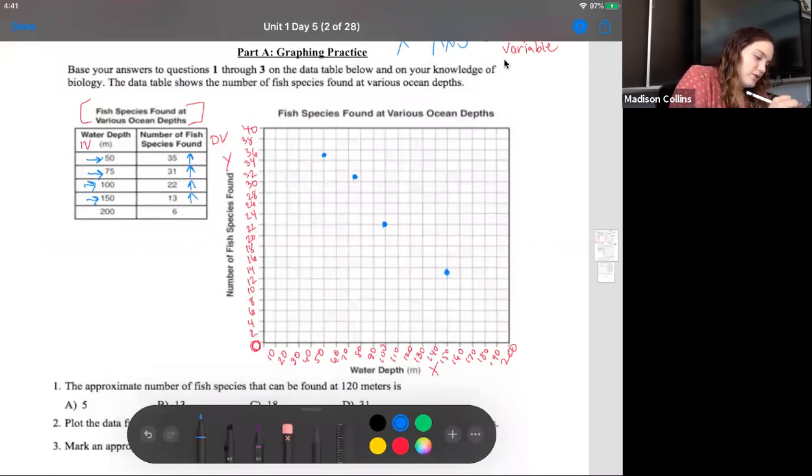And finally, we're gonna go over 200 and up 6. So 200 is our very last point over here. We're gonna go up 6 and land that point right there. But we're not done yet with our graph because we still have 2 more things to do. Remember, this is super important for the regents. You have to connect your dots.